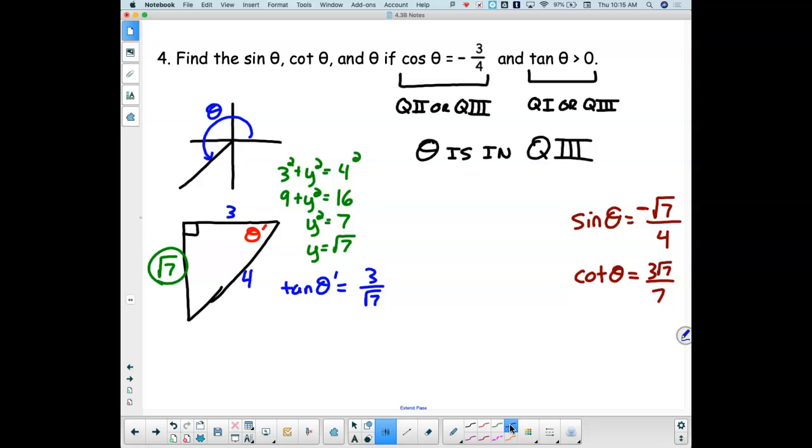No, it's the reciprocal of tangent. Oh, I'm sorry. I put tangent here. I see where you're confused there, Grace. I meant to put cotangent there. Does that clear that up? Sorry, my bad. Tangent would have been the square root of 7 over 3, reciprocated. My fault, brain got going too fast.